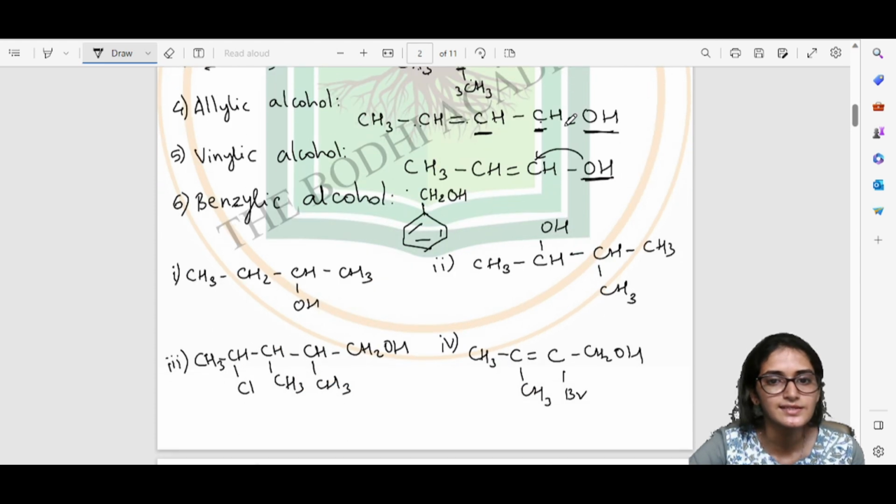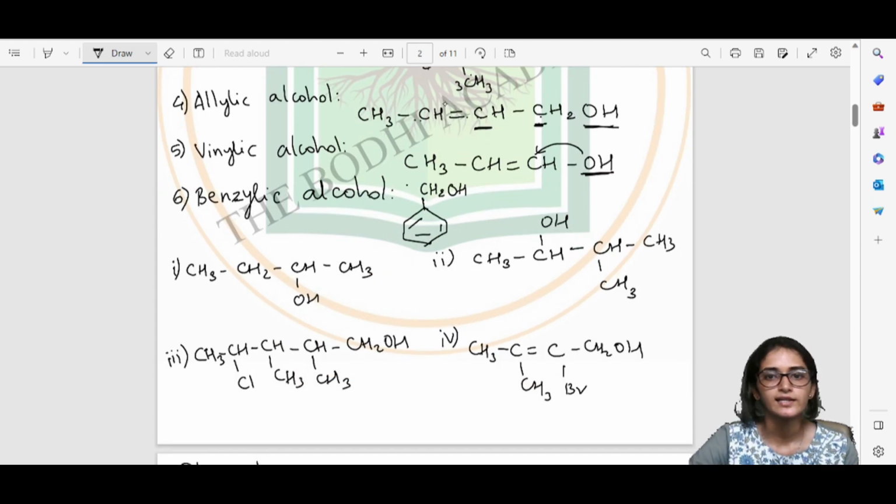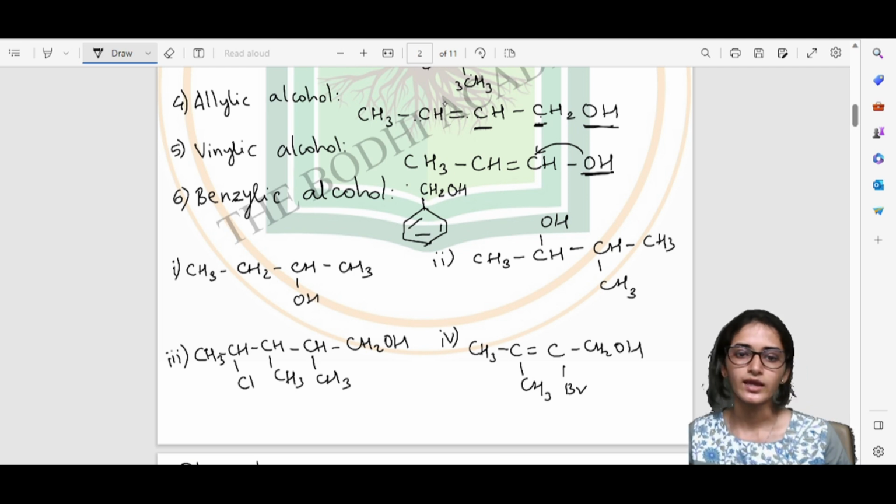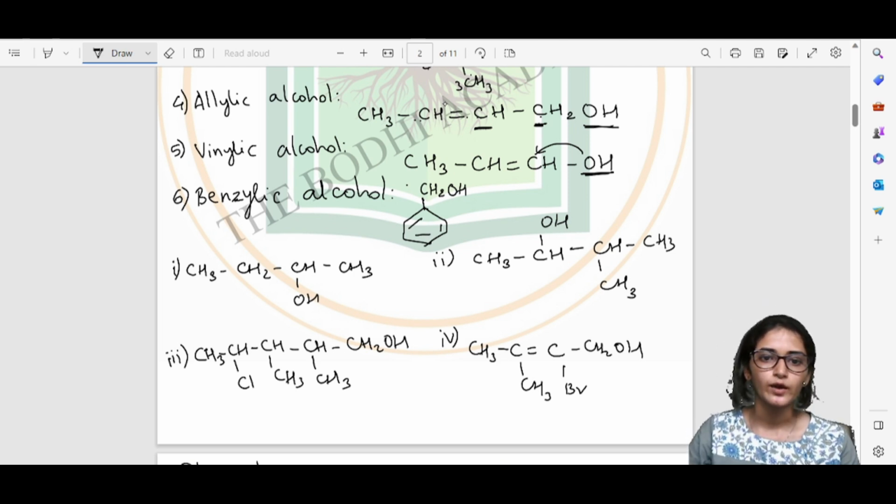Okay. Now next is allylic alcohol. For allylic alcohol, we have written this example. Here a double bond is there, so the name will slightly differ. How many carbons do we have here? 1, 2, 3, 4, there are 4 carbons. So I will start numbering from here: 1, 2, 3, 4. Now we will directly write the name because there is no substituent here.